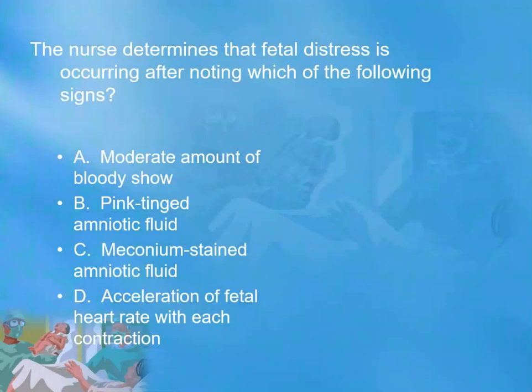The nurse determines that fetal distress is occurring after noting which of the following signs: moderate amount of bloody show, pink-tinged amniotic fluid, meconium-stained amniotic fluid, accelerations of fetal heart rate with each contraction. So if you answered C, you were correct. When we see meconium-stained fluid, even if it's early in labor and she breaks the water and she's not going to deliver for a while, that's meconium-stained fluid. We know that that baby had some issues at some point in labor, that they have a bowel movement in utero staining that amniotic fluid.